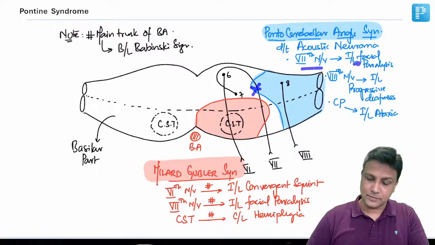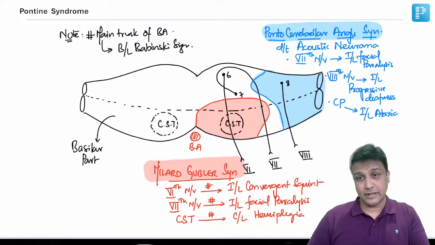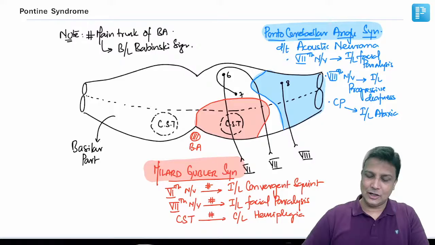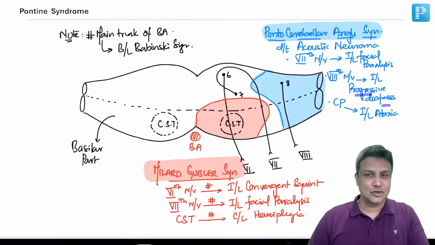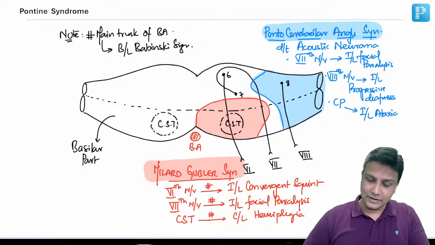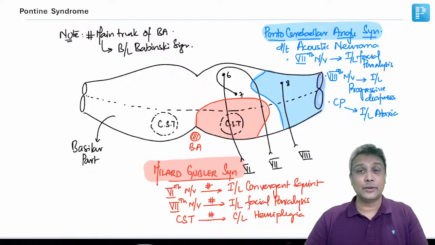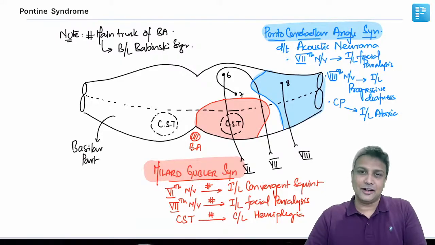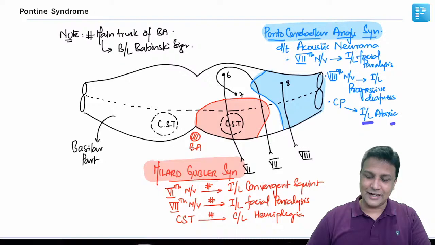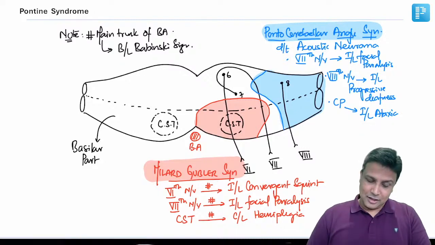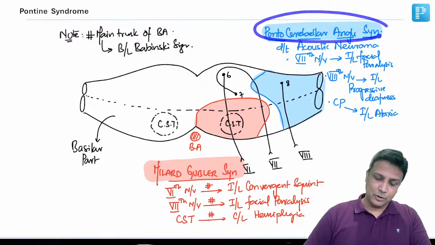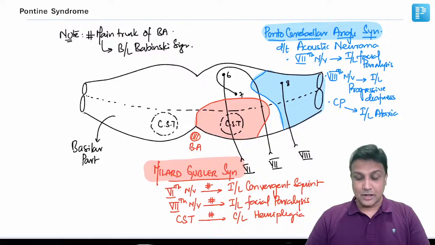Of course, it will lead to ipsilateral facial paralysis. The eighth nerve will also be involved here. Eighth nerve, vestibulocochlear. It will lead to progressive deafness actually. And along with that, the cerebellar peduncles are also involved, which connect with the cerebellum there. Of course, it will lead to what? Ipsilateral ataxia will occur. So all these things are going to happen in the pontocerebellar angle syndrome.